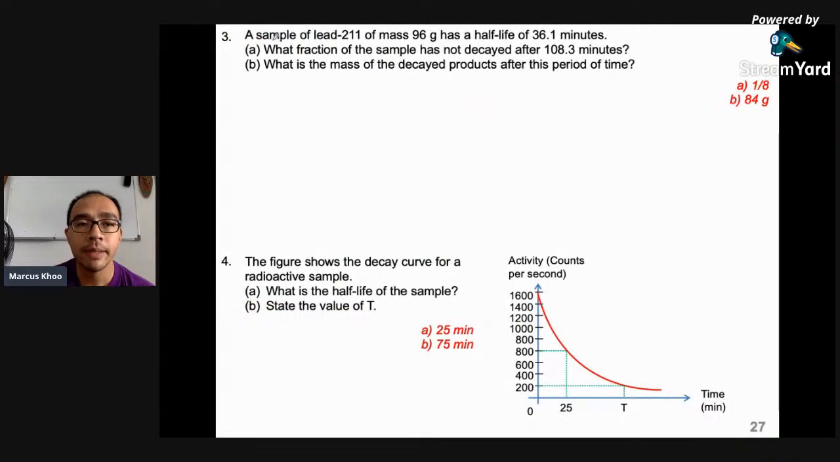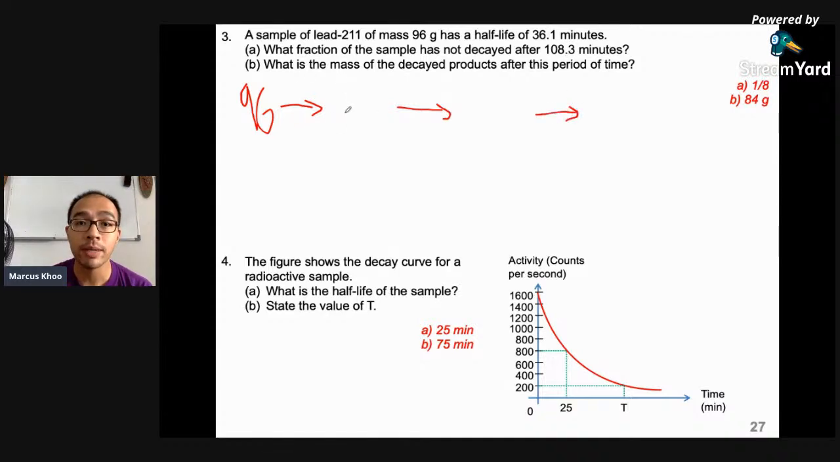All right, next. A sample of lead-211 of mass 96 grams has a half-life of 36.1 minutes. What fraction of the sample has not decayed after 108.3 minutes? Let's forget about the fraction first. 108.3 minutes, if the half-life is 36.1, how many half-lives until we get 108.3? So we experiment. 36.1 times 2, we get only 72.2, not yet. So 36.1 times 3, then we get 108.3. So you need to have 3 half-lives. Original is 96, then 1 half-life, 2 half-lives, 3 half-lives, then it's 108.3 minutes.